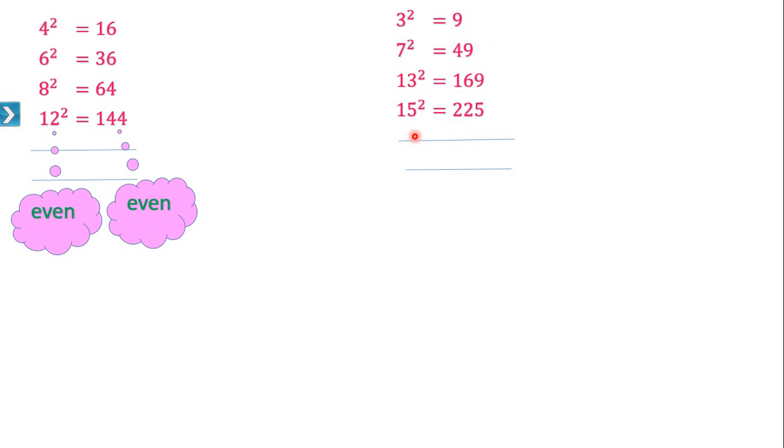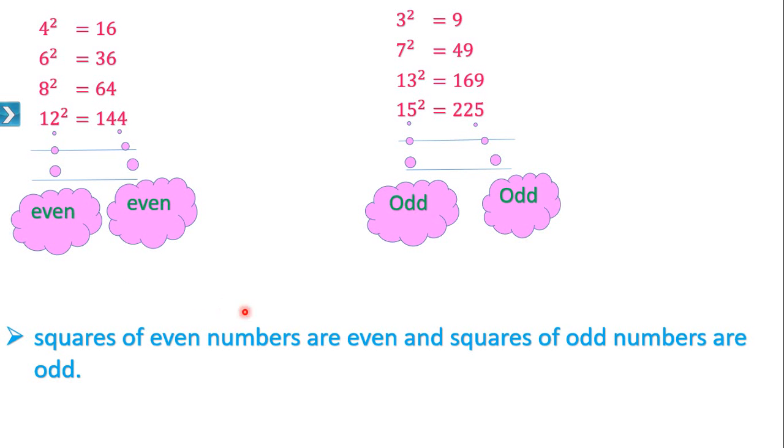You have to write 2 more examples of squares of odd numbers. On the left hand side we have odd numbers and on the right hand side we have got odd numbers. So from this we can conclude, squares of even numbers are even and squares of odd numbers are odd. Remember, even number squares are even, odd number squares are odd.